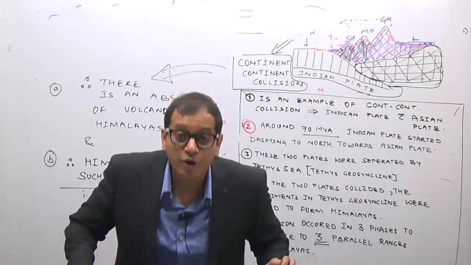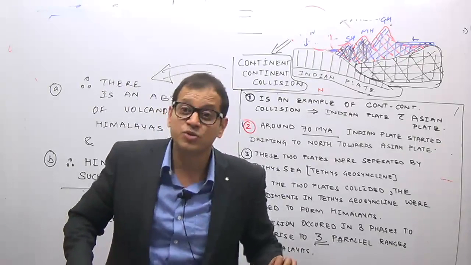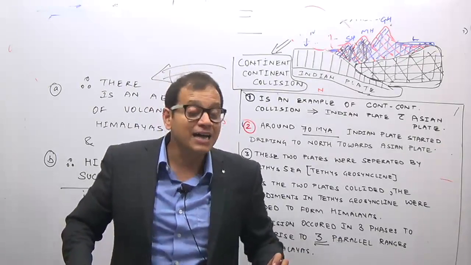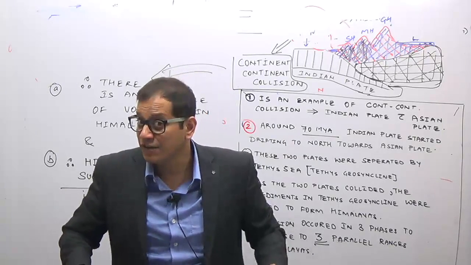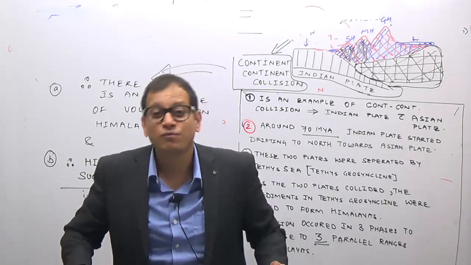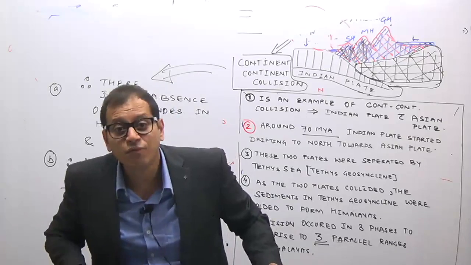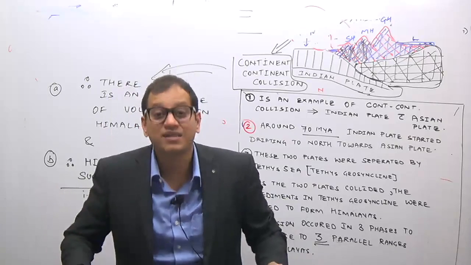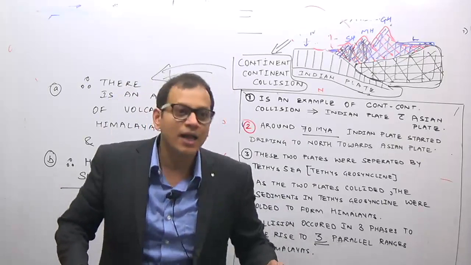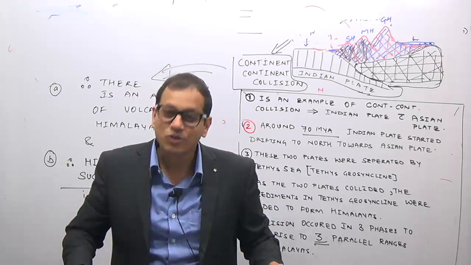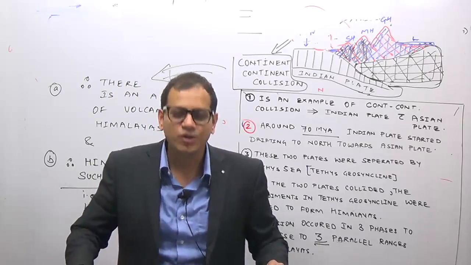Remember from the exam point of view, from the prelims point of view, the Himalayas came out of a Tethys geosyncline, and the Himalayas are an example of a continent-continent collision. Therefore, greater height of the Himalayas and therefore absence of volcanoes in the Himalayas. Otherwise, in all other young fold mountains, which I say are the cousins of the Himalayas, that is the Rockies, the Andes, the Alps, we have volcanoes, but not in the Himalayas, because this is an example of a continent-continent collision.